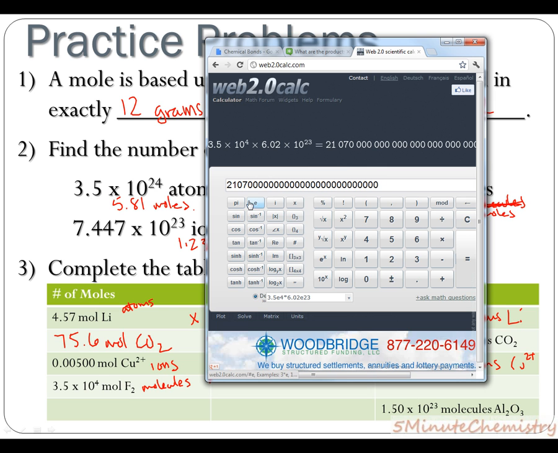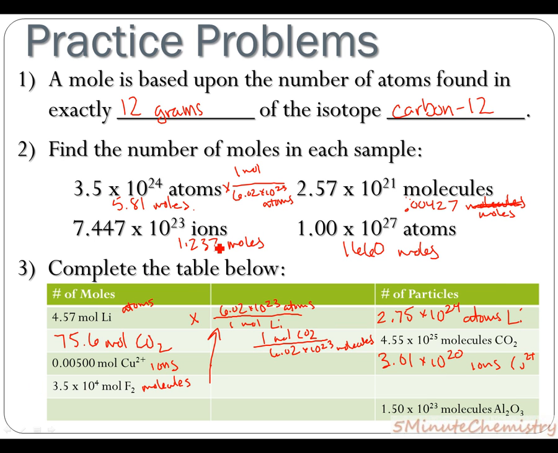And that gives us, let's see, 3, 6, 9, 12, 15, 18, 21, 24. And what is that, 25? So 2.1 times 10 to the 25. And these are molecules of F2.